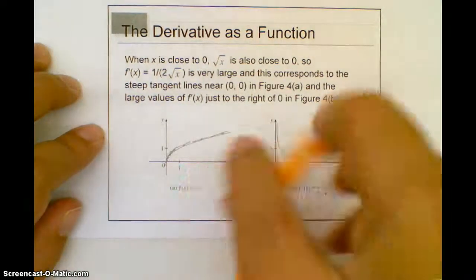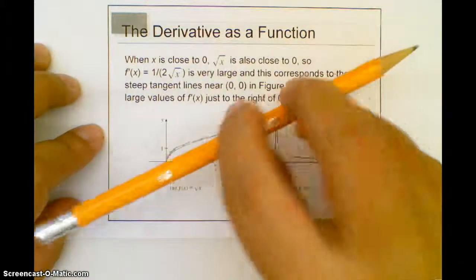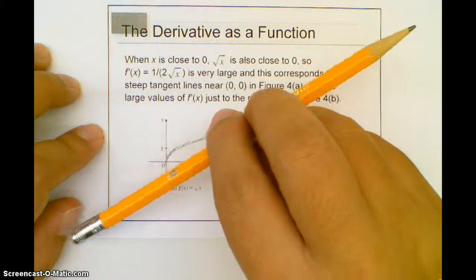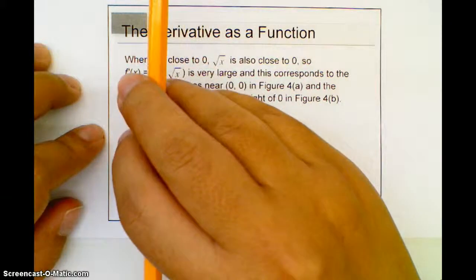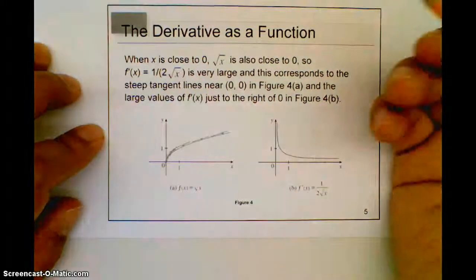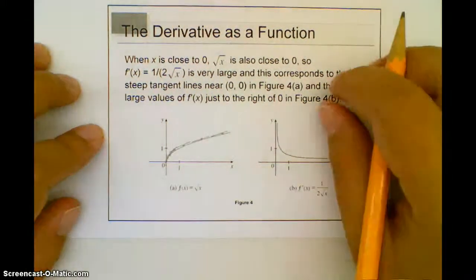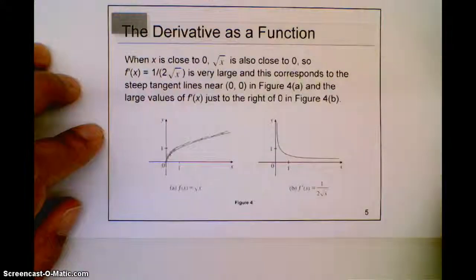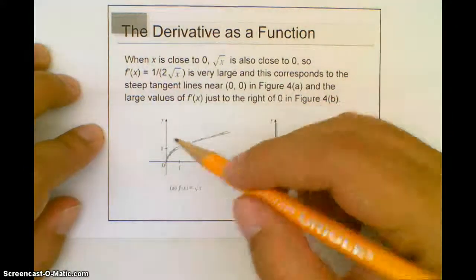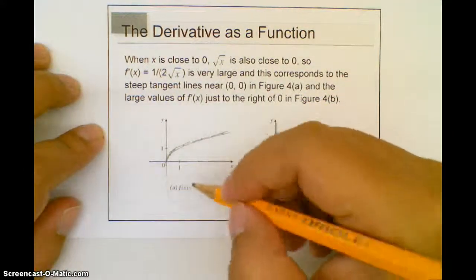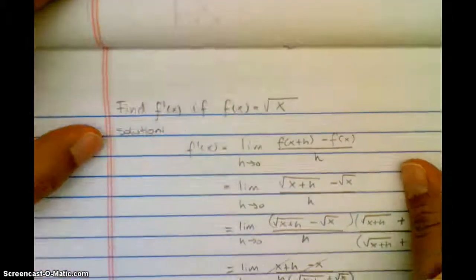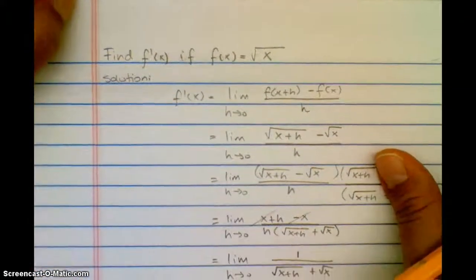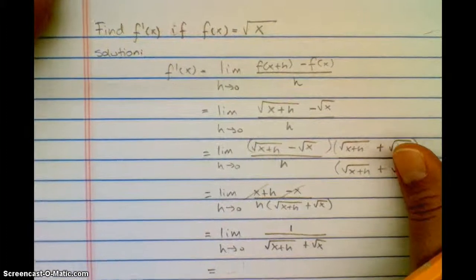The tangent line is changing from being a positive value, and it's growing and growing and growing, and finally it's going to end up being a vertical line for which we know the slope is undefined, or in this case infinity. So we're going to see what would be the derivative function for square root of x. So we're going to find f prime of x when f of x is square root of x.